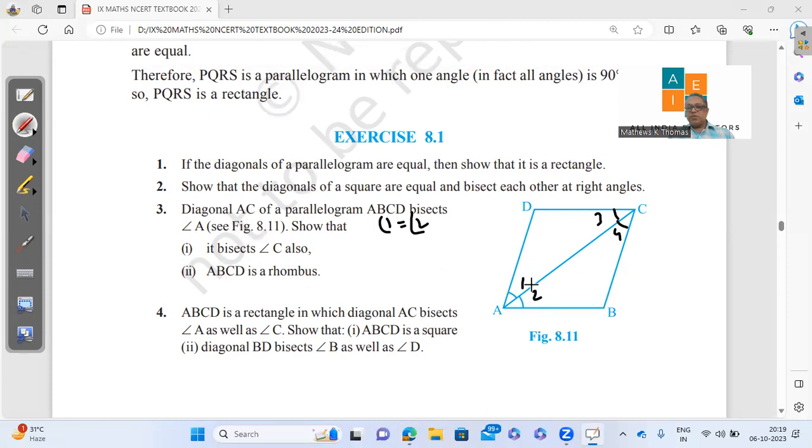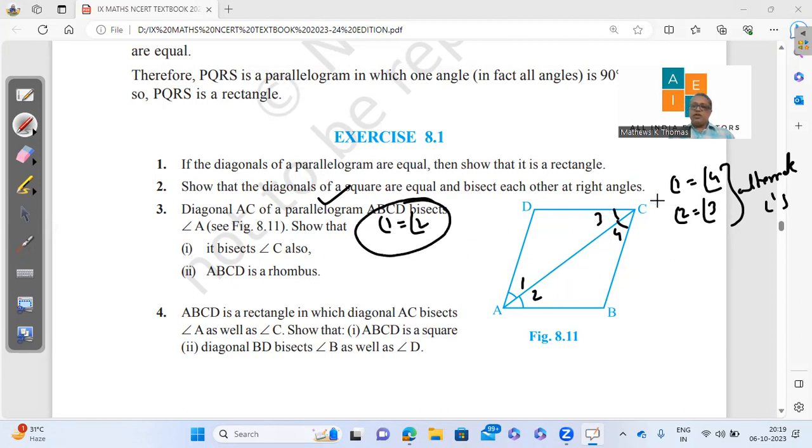We will number these angles 1 and 2, 3 and 4. Now what is given to us is that 1 and 2 are equal, and it is also given that it's a parallelogram. So if it is a parallelogram, angle 1 will be equal to 4 and 2 will be equal to 3, right? Because they are alternate angles. Alternate angles are equal, so 1 will be equal to 4, 2 equal to 3.